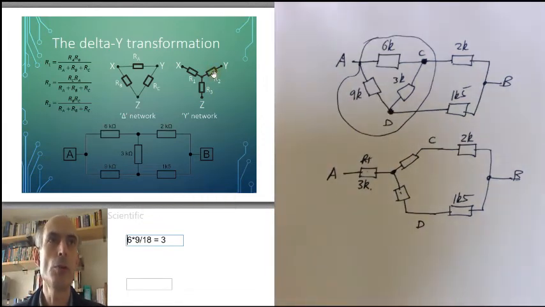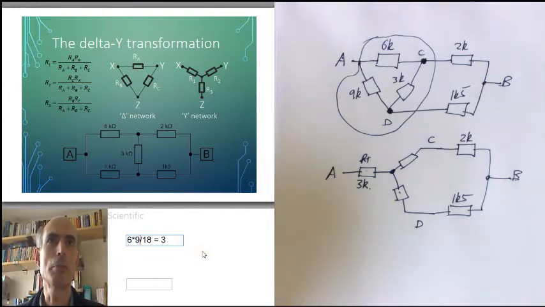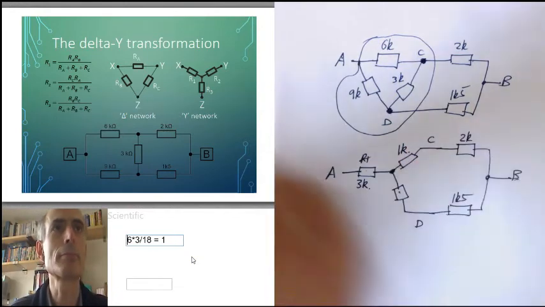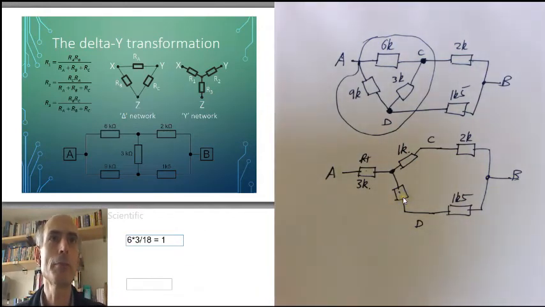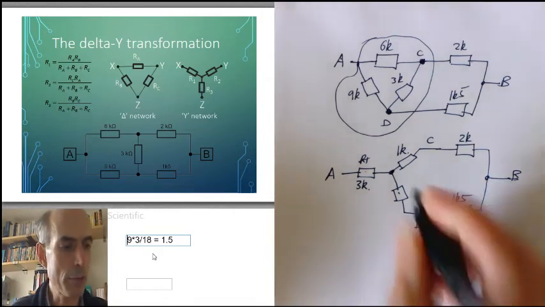The resistor R2 here, which is this one here, that is the product of the 2 resistors which are connected to point Y, RA times RC, divided by the sum of the 3 resistors. Well, in that case, that's going to be 6 times 3 divided by 18. That's 1. This is a 1K resistor. And this resistor here, connecting to point D, that's the product of the two resistors that connect to point D divided by the sum of all of the resistors. So that's going to be 3 times 9 divided by 18. That's a 1K5 resistor.